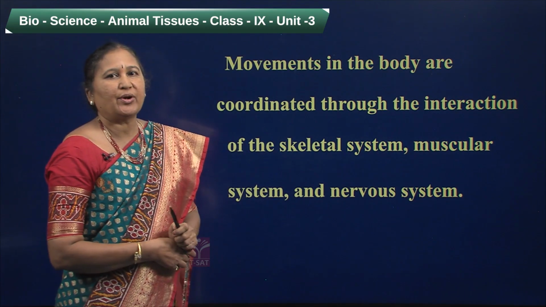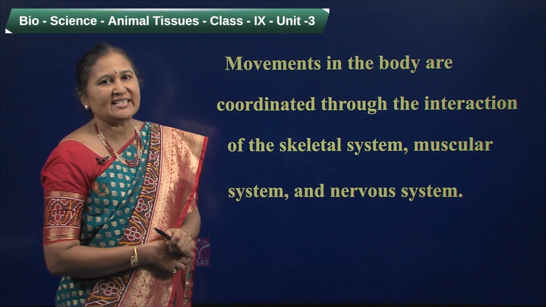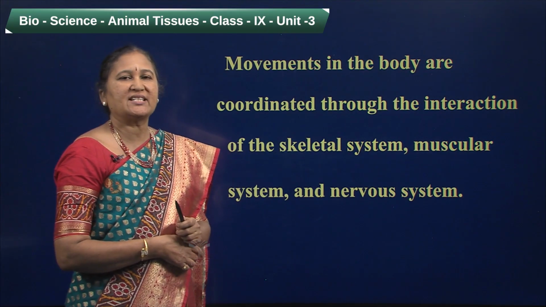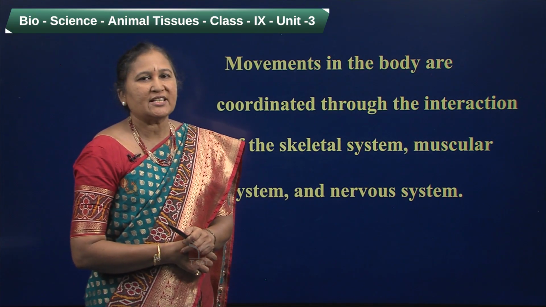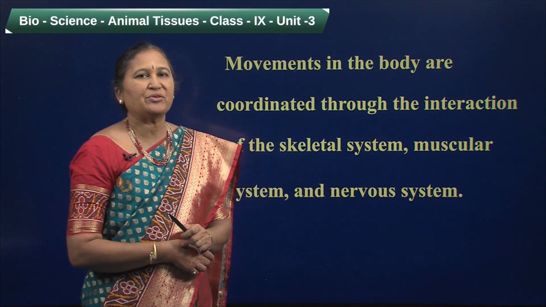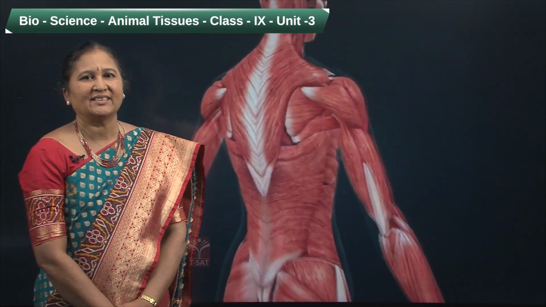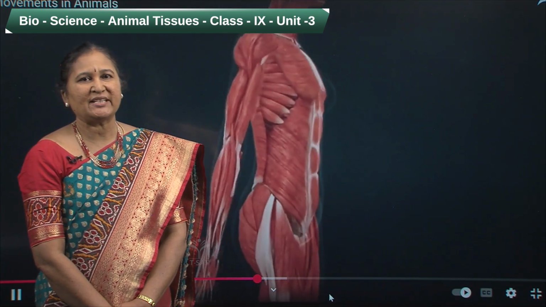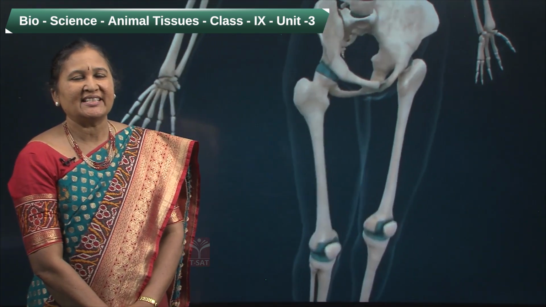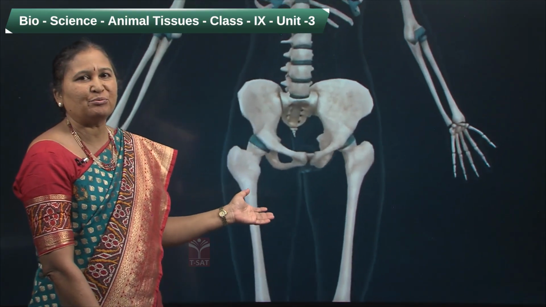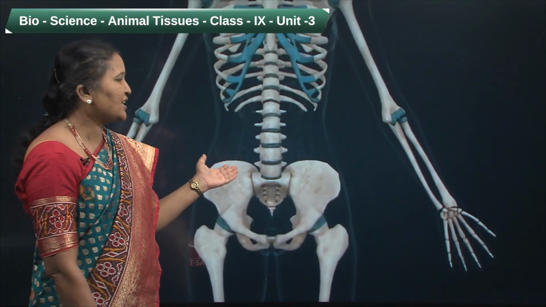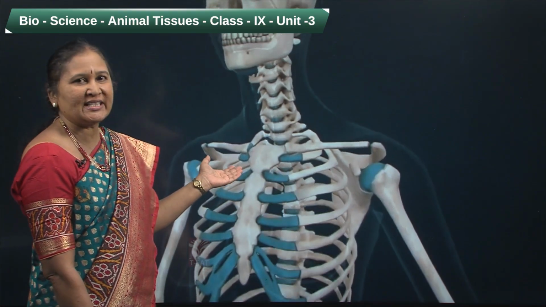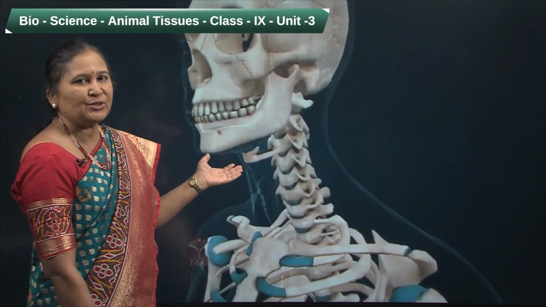Movements in the body are coordinated through the interaction of the skeletal system, muscular system and nervous system. Along with these systems, we have so many other systems in our body, and all these systems coordinate with one another for the proper functioning of the body. This is our muscular system. The muscular system helps us to move from one place to another. This is our skeleton system, which is formed of bones. An adult human body consists of 206 bones. You can observe various types of bones and also joints in our body. They are attached to the muscles.